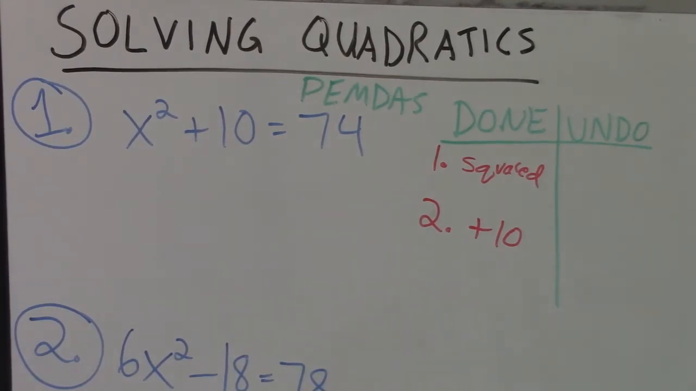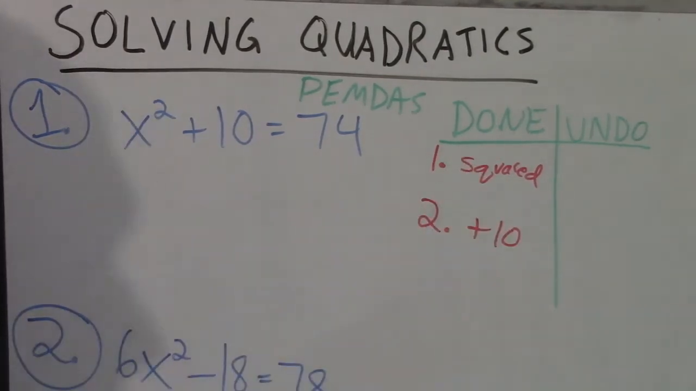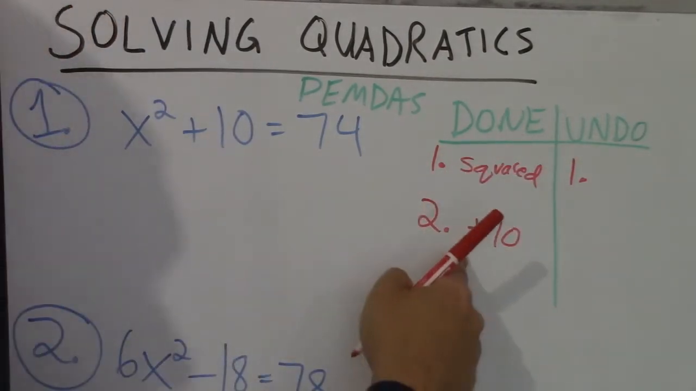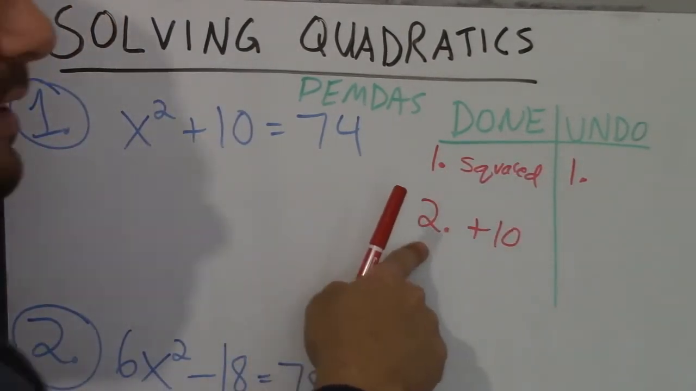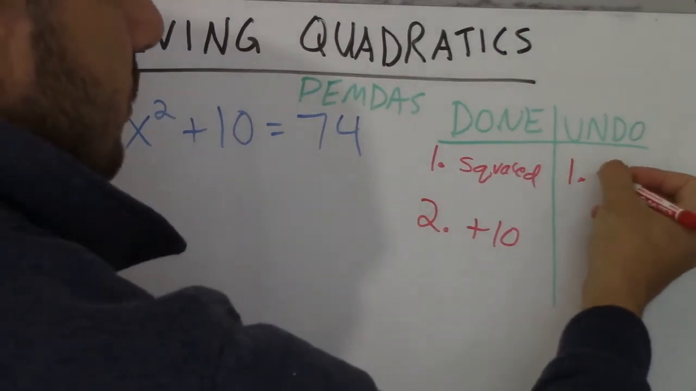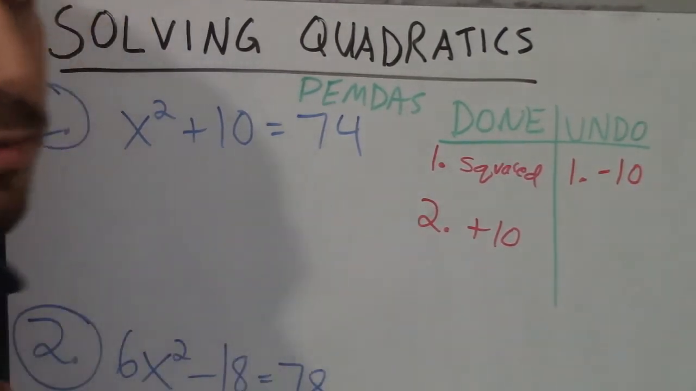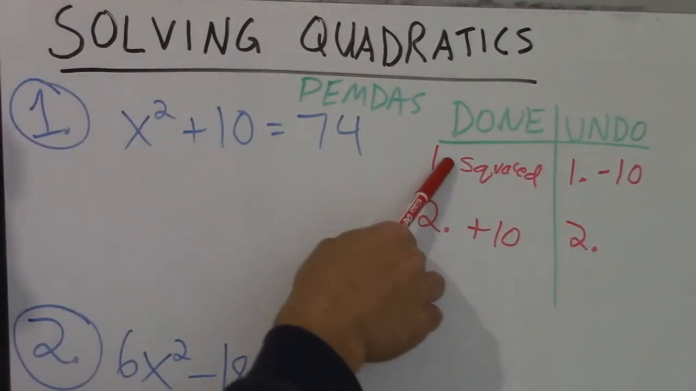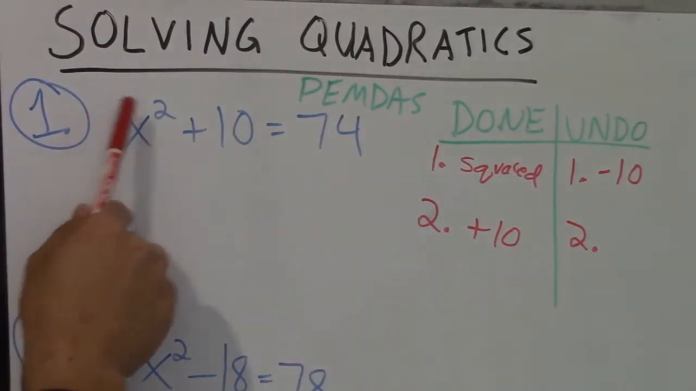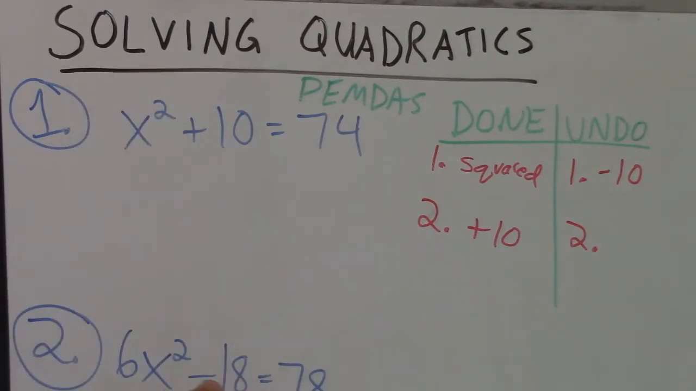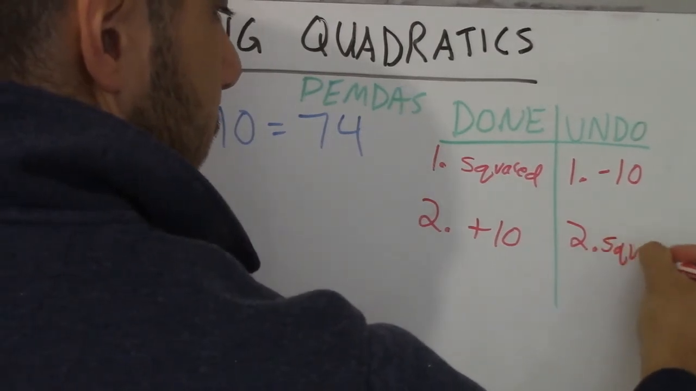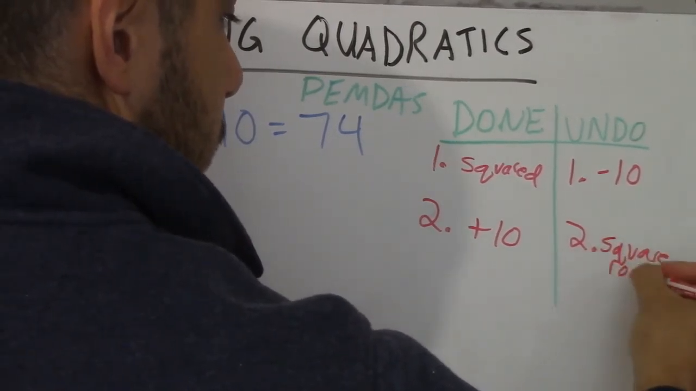So, based on the shoes and socks principle, to undo what is being done, I have to go in the opposite order and use inverse operations. So to undo what is being done, I start with what was done last, which was adding 10. The inverse of addition is subtraction. So the first thing I'm going to do is subtract 10. And then, the first thing I did was square my x squared. So to undo square, I have to use the inverse, which is square root. So I'm going to do the square root.